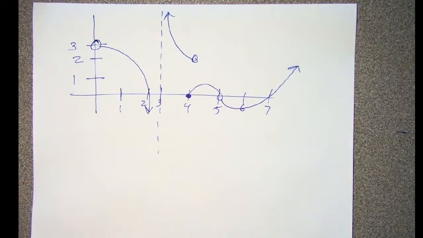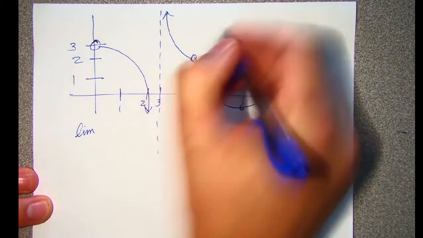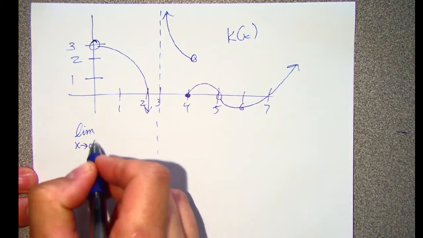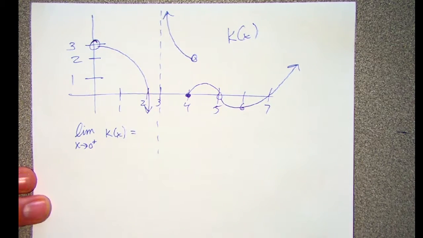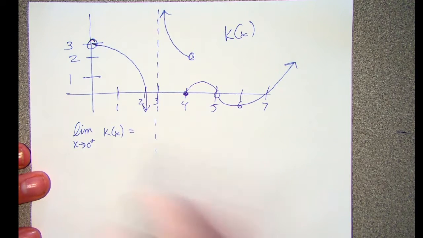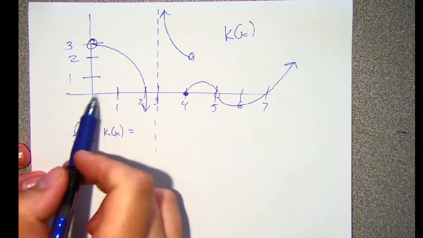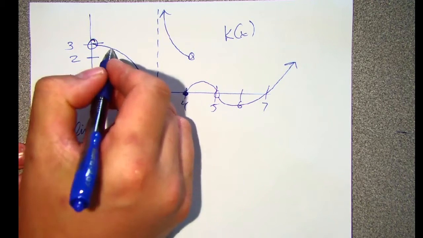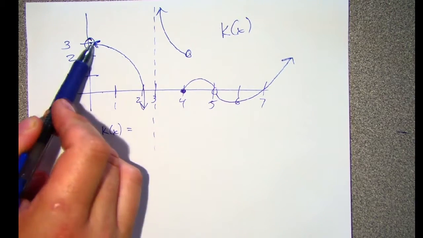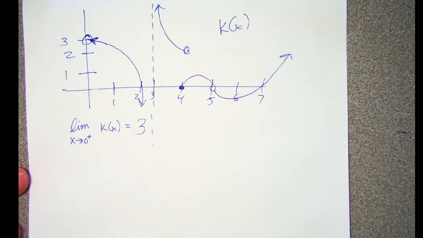Let's say I asked you for the limit. Let's name this first. This will be k of x. Limit as x approaches 0 from the right of k of x. I can only ask you from the right because it only exists to the right of x equals 0. So what I would do there is go to the right of 0, jump on the road, head back towards an x value of 0, and it looks like my y value is tracking towards a y value of 3. So 3 is my answer. I don't care if there's not a dot there. I don't care if there is a dot there and it's somewhere else. It doesn't matter to me. The limit there is 3.